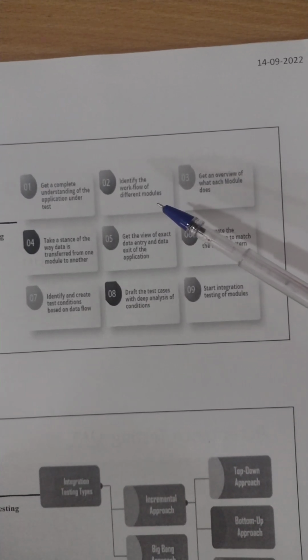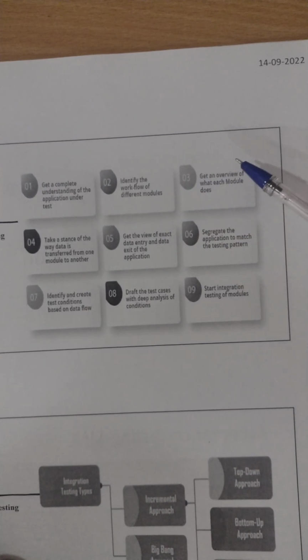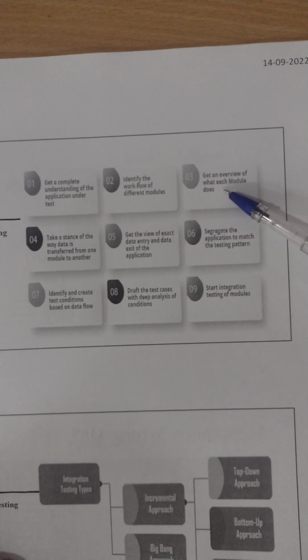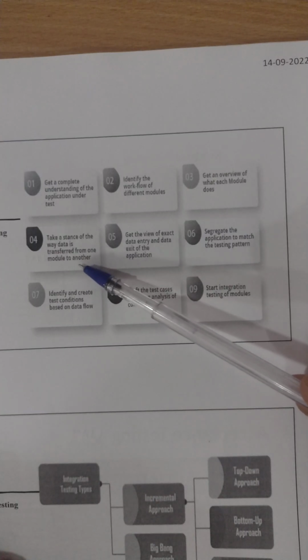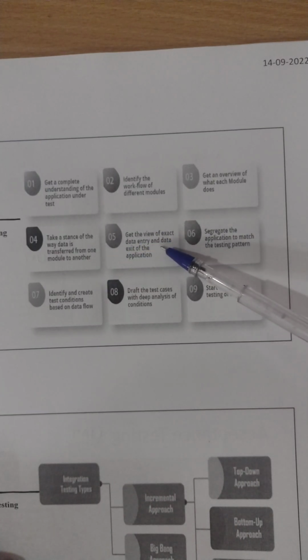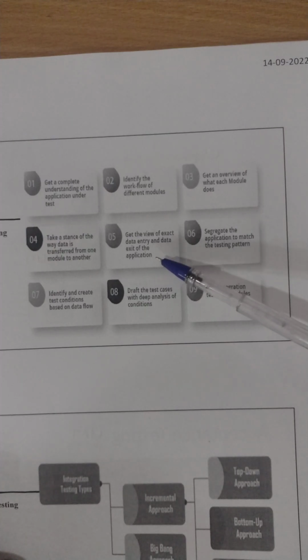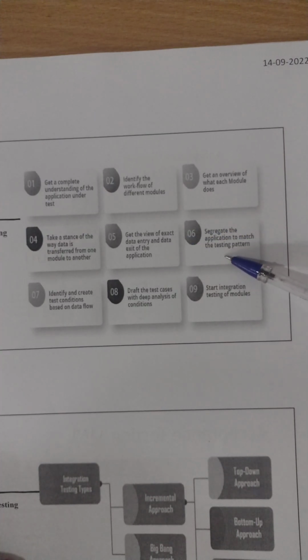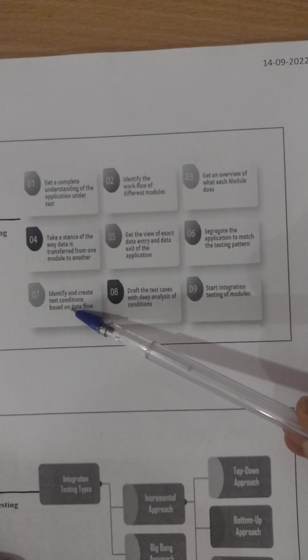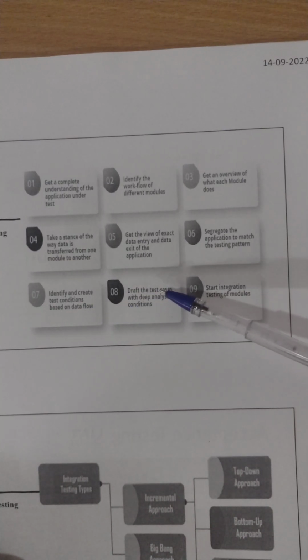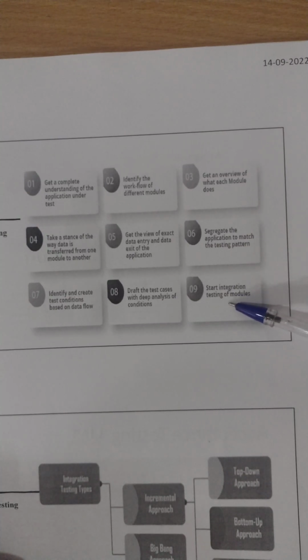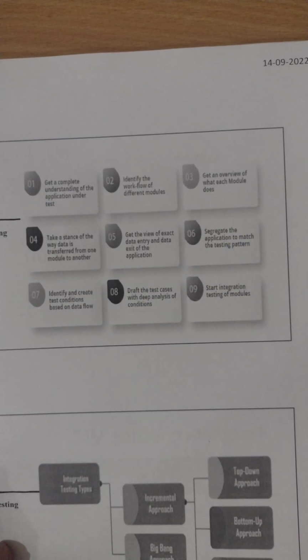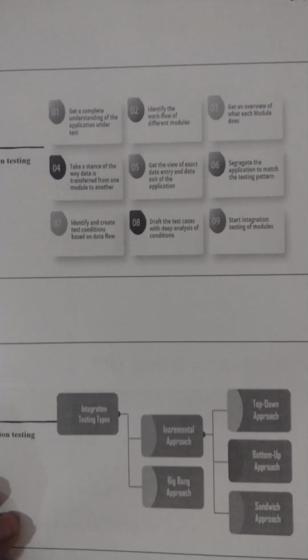We identify the workflow of the different modules, get an overview of what each module does, take an instance of the way data is transferred from one module to another, get the view of the exact data entry and data exit of the application, segregate the application to match the testing pattern, identify and create the test conditions based on the data flow, draft the test cases with deep analysis of the conditions, and start integration testing of the module. So these are some of the stages or activities which we have to conduct during integration testing.